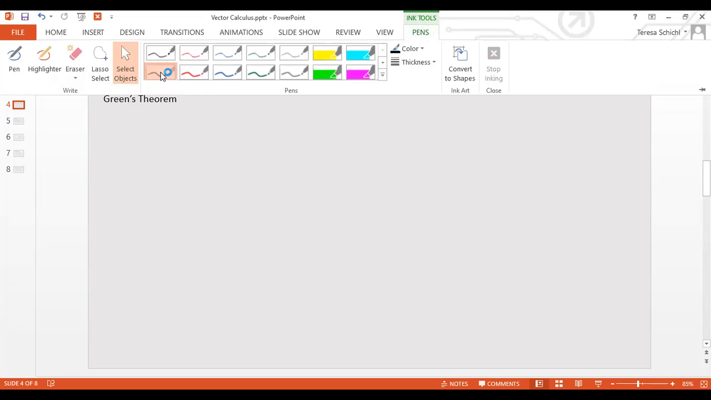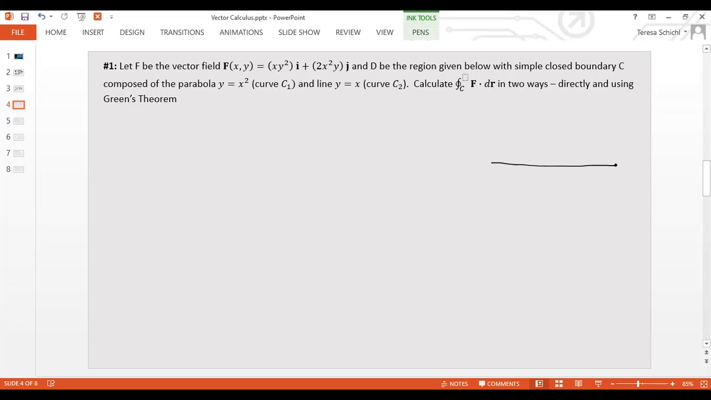Okay, so first let's try to draw our curves. So y equals x squared. Let's make it a little bit bigger here. So this is 1, 1. It's a quadratic, so it's like this here. This is my curve, y equals x squared, and this is my C1 here.